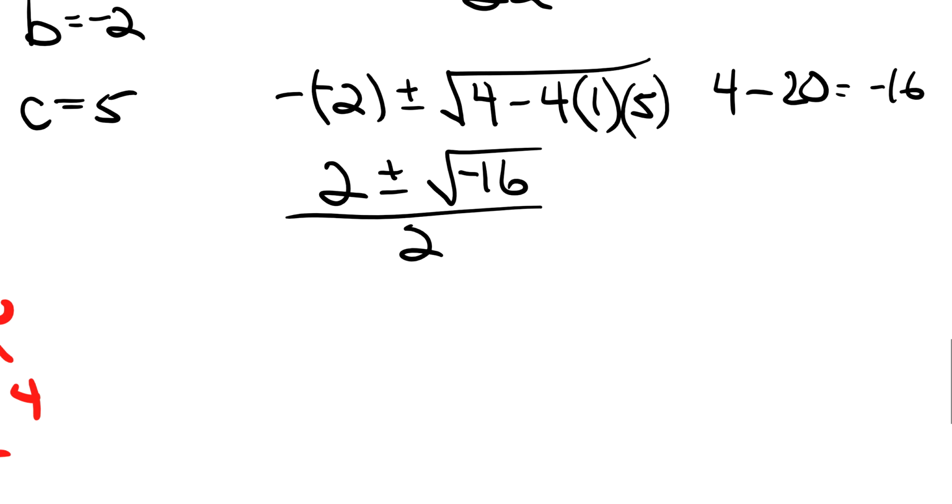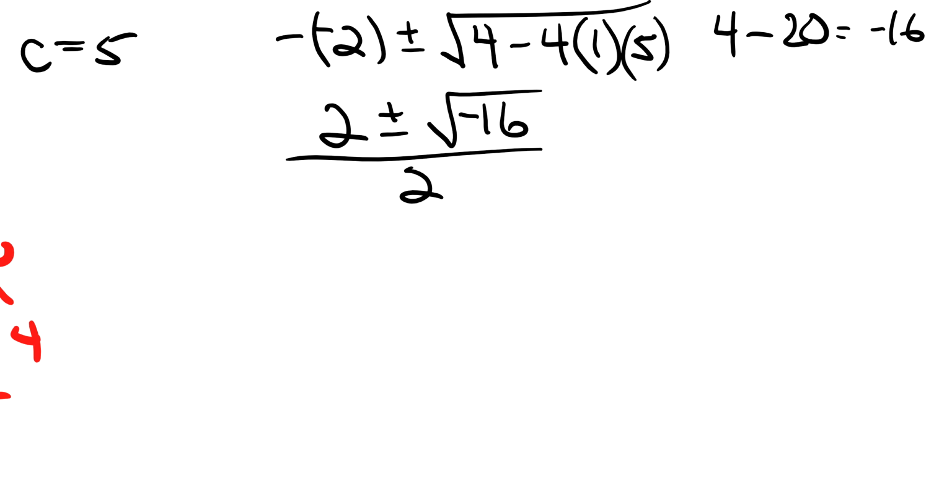All right, how about this simplifying part now? I've got an i that's coming out here. So how about if I go 2 plus or minus, and this is going to be 4i. Square root of 16 is 4, and the square root of negative 1 is i. And I'm going to put that over 2.